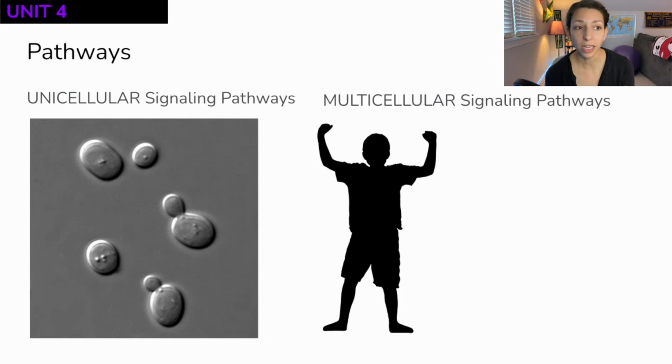Now, we can have unicellular signaling pathways between organisms that are just single-celled, or we can have multicellular signaling pathways that happen within multicellular organisms, sending from one part of the body, one endocrine gland, all the way to another part of the body and having some pretty large effects.